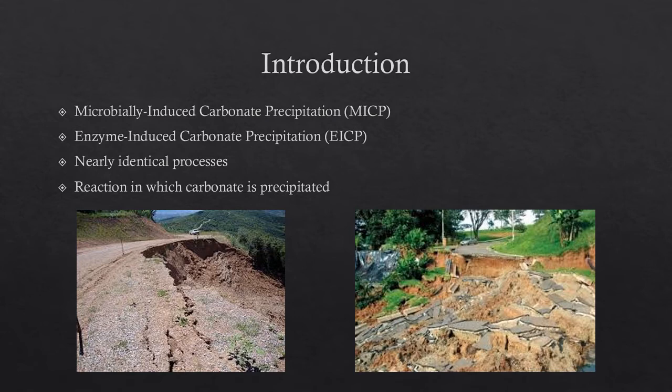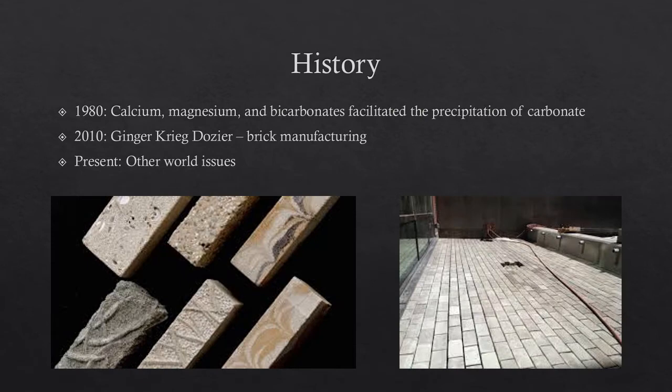In general, microbes or enzymes are utilized to create carbonate precipitation in the soil matrix that can help strengthen the soil. In 1980, Rachel Levy authored an article regarding the precipitation of carbonates in soils. She found that calcium, magnesium, and bicarbonate sources from the soil helped in the facilitation of the precipitation of carbonates. This research was useful in determining the conditions in which carbonates are precipitated most effectively.